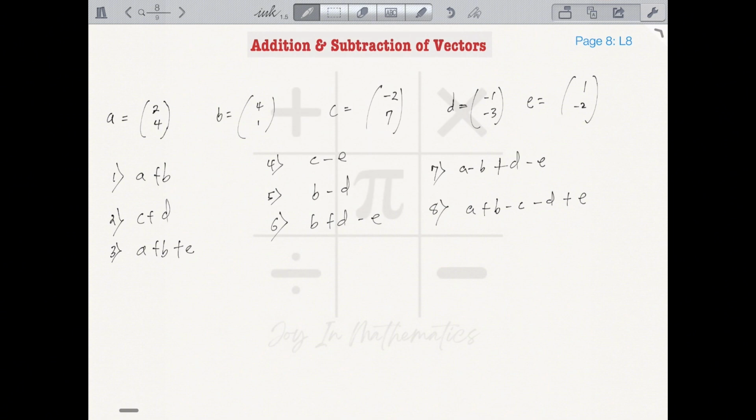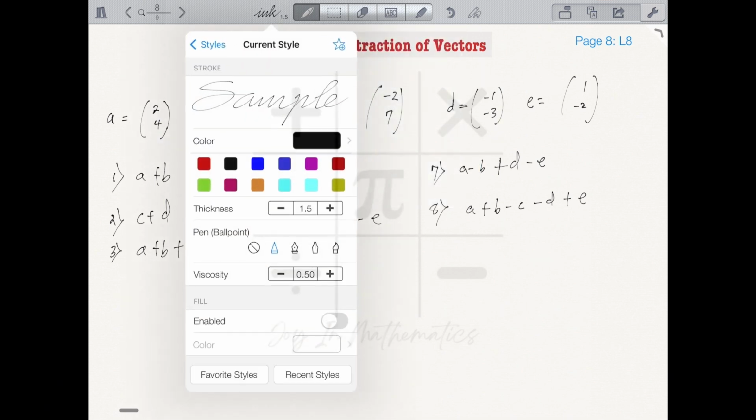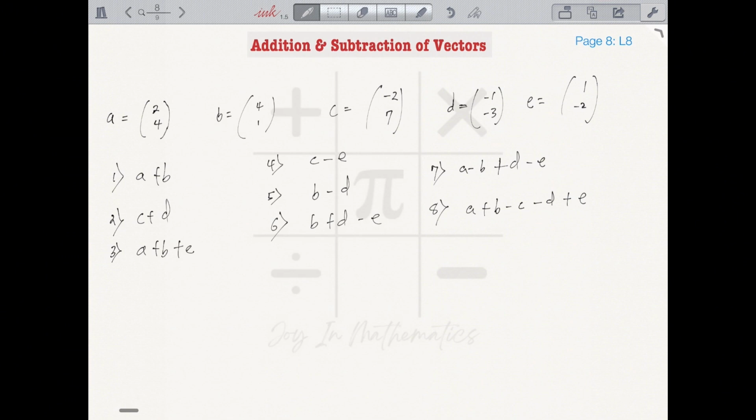Now we have 8 questions here, all involving addition, subtraction, and the combination of addition and subtraction. So let's begin. But before we begin, what is the secret to solving this? If we are adding, we will add the corresponding x and y values. And if we are subtracting, we will do the same thing. Subtract the corresponding x and y values.